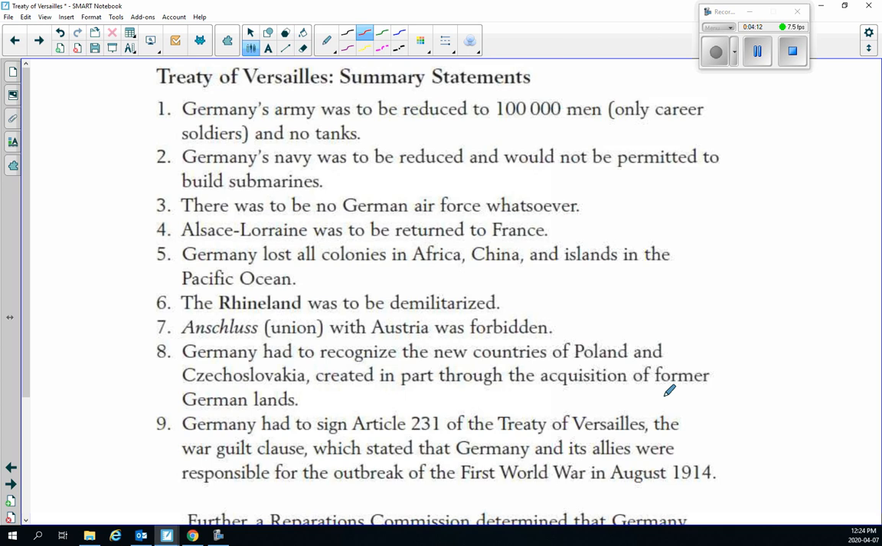Here are some basic summary statements from the Treaty of Versailles. Germany is allowed an army no bigger than 100,000 men, which is really small. Don't forget that at this time, armies number in the millions of people, and they can't have an army bigger than 100,000 men. Basically, a glorified police force. They are allowed a navy of no more than 6 antiquated warships and no submarines at all. They cannot have an air force whatsoever.